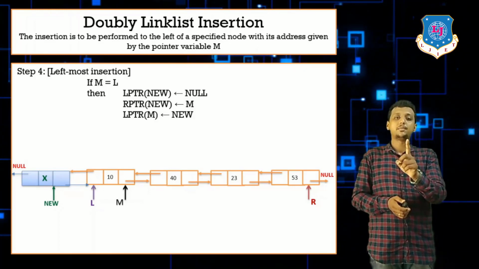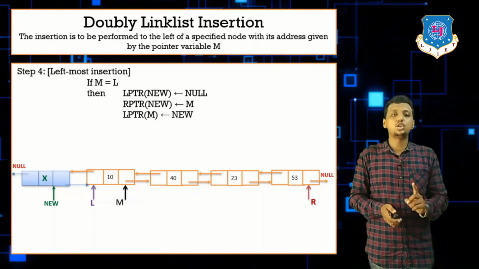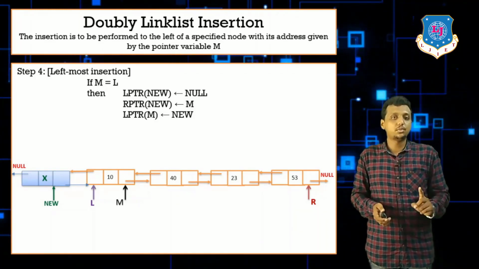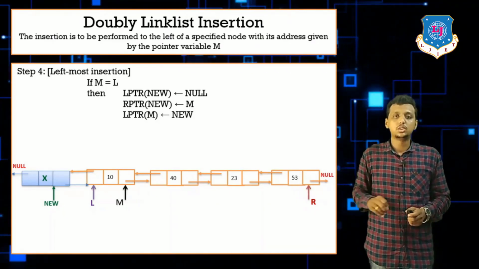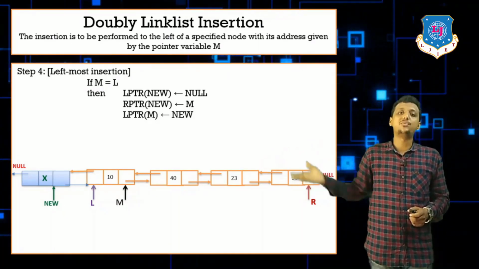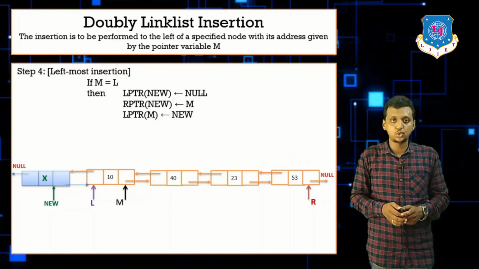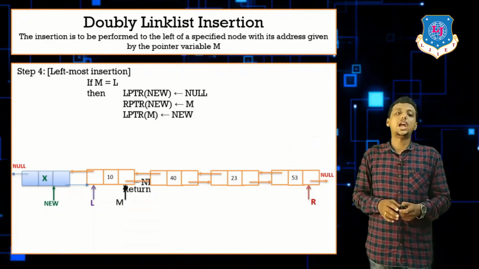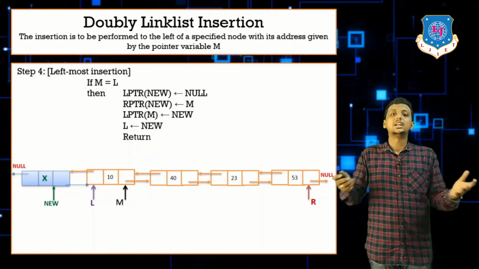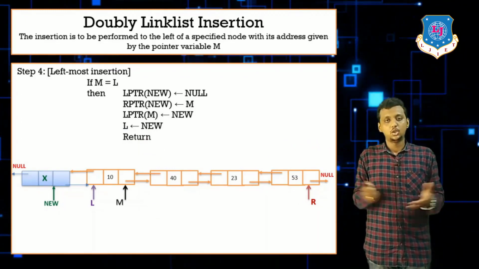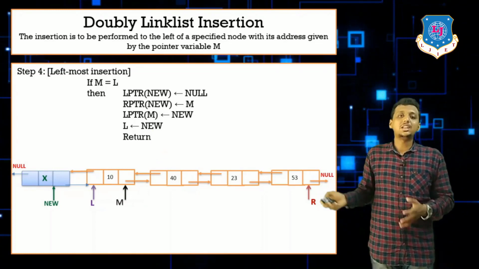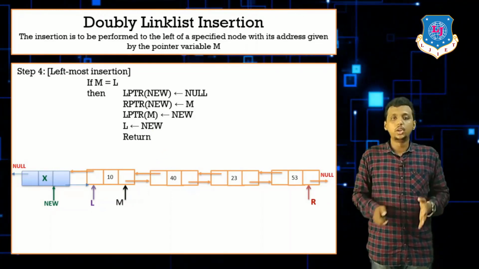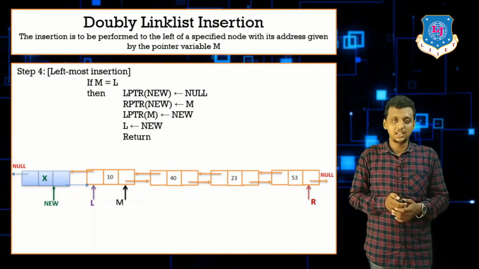One thing is remaining. Which is your leftmost node, L or new? After inserting on the leftmost, obviously new becomes my leftmost node. So just move L from here to new. So L points to new. Okay, so like this you can insert a new node on the leftmost side of the doubly linked list.